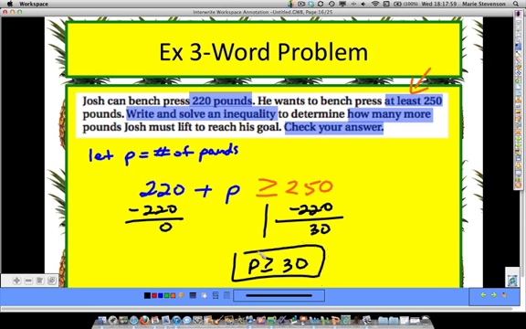Okay, so what this means is how many more pounds must he lift to reach his goal? He must lift at least 30 pounds more. So now check your answer. So to check, notice it didn't tell us to graph, so we don't have to graph. So we check it. So we would put in 30 for P. So we have 220 plus 30 greater than or equal to 250. Well, 220 plus 30 is 250.